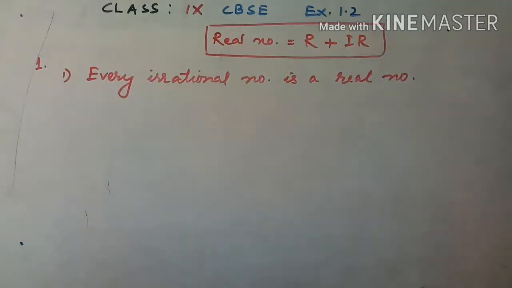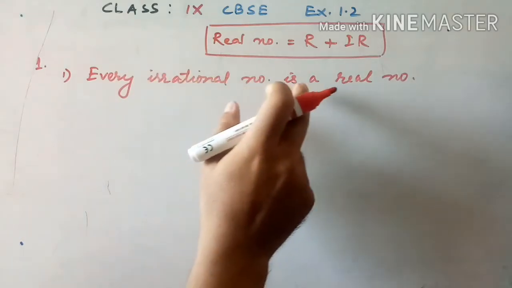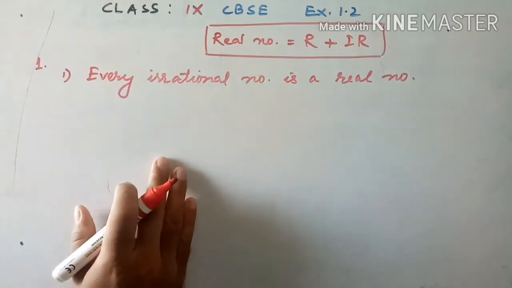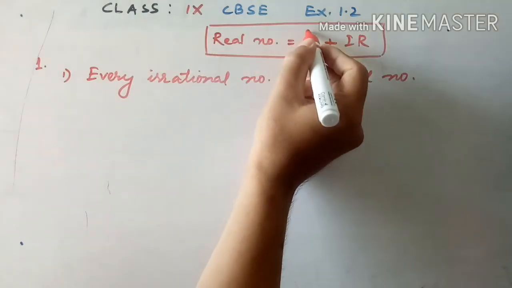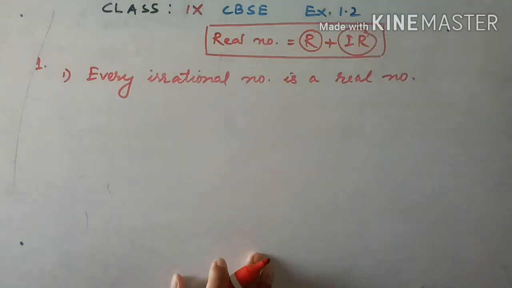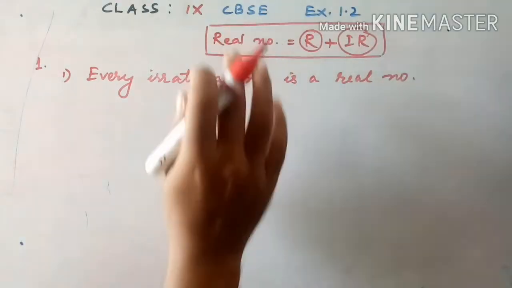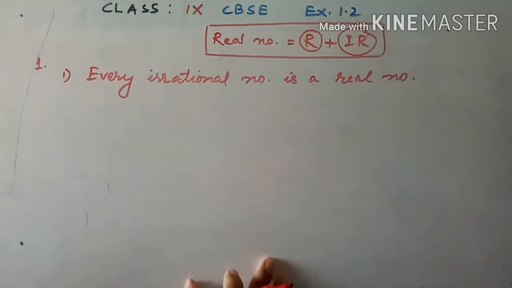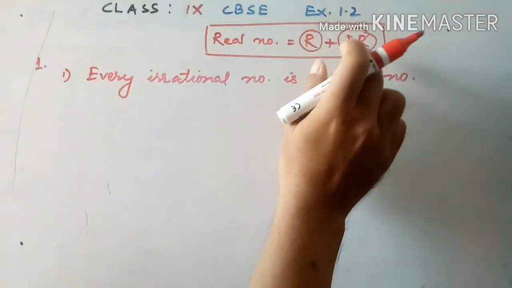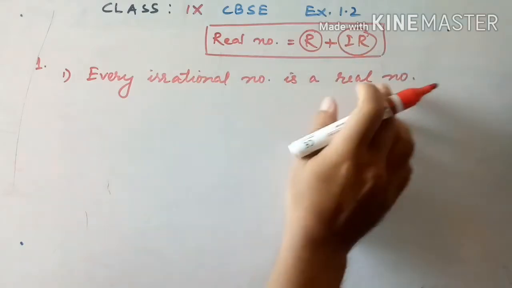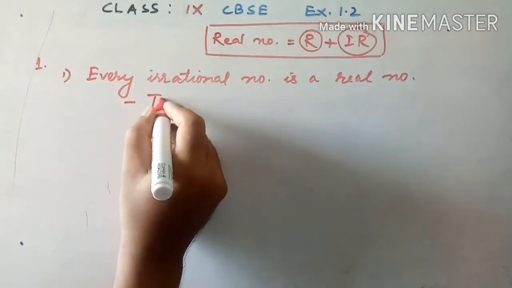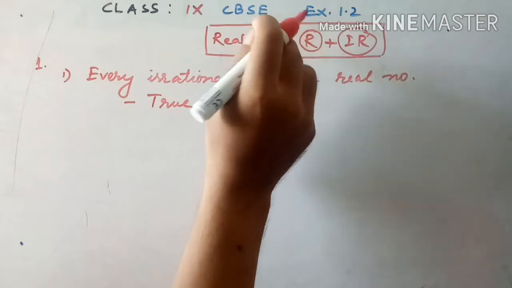The first question is asking: every irrational number is a real number. So this is a relation between the irrational and the real number. We know real numbers: while making the real numbers, rational numbers are required, irrational numbers are also required. Clear or not? So without irrational numbers, it cannot be a complete real number. So that means every irrational number is a real number. It is a true statement. Okay, it is true. That's why I told you must know this one.